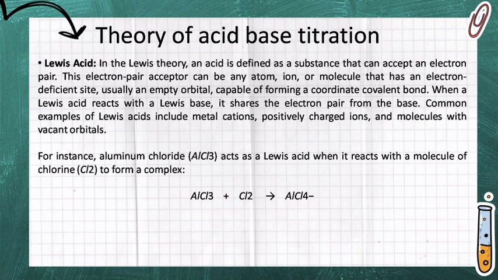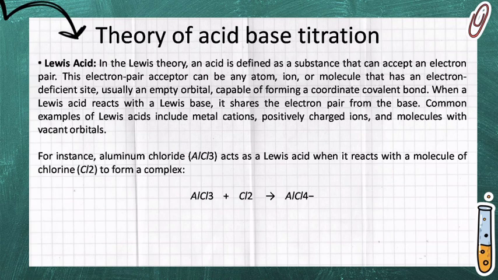When a Lewis acid reacts with a Lewis base, it shares the electron pair from the base. Common examples of Lewis acids include metal cations, positively charged ions, and molecules with vacant orbitals. For instance, aluminum chloride, AlCl3, acts as a Lewis acid when it reacts with a molecule of chlorine, Cl2, to form a complex.